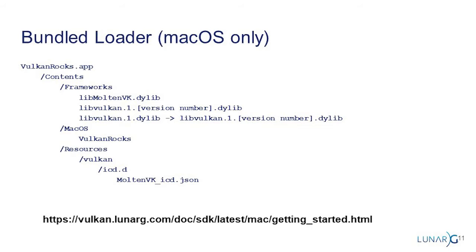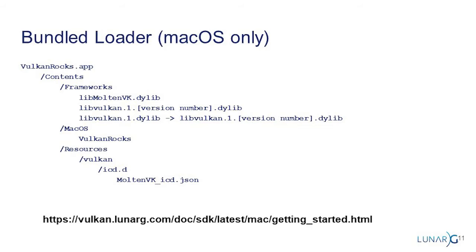So this is what a bundle looks like on macOS. Your application, vulkanrocks.app, is just a folder with a .app extension on it. The Apple people know about this. The non-Apple people don't. We have a Contents folder. Frameworks is where all of your dynamic libraries belong. MacOS is where your actual binary is. And then you get a Resources folder where you can put all of the runtime information.